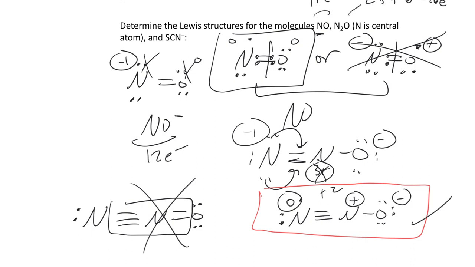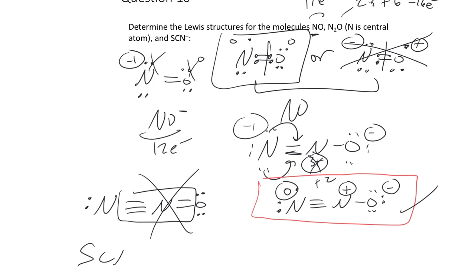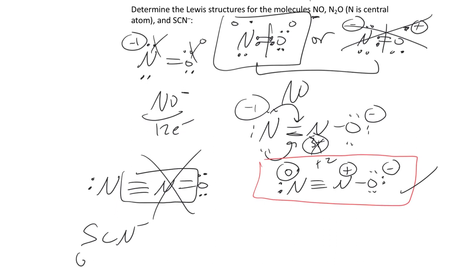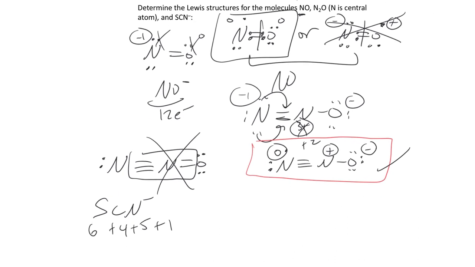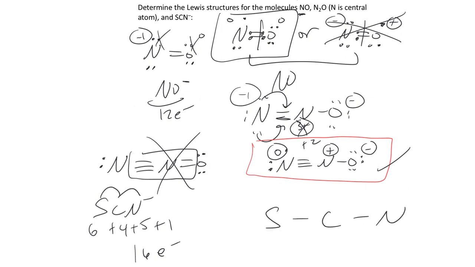And let's do one more, SCN minus. So if we're counting 6 plus 4 plus 5 plus 1, we have a total of 16 electrons again. So kind of the same basic type of structure we just had before. The connection would be linear here. That's why we would write it in this way. So SCN minus, S to C to N.